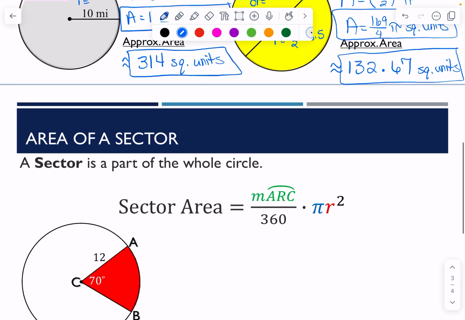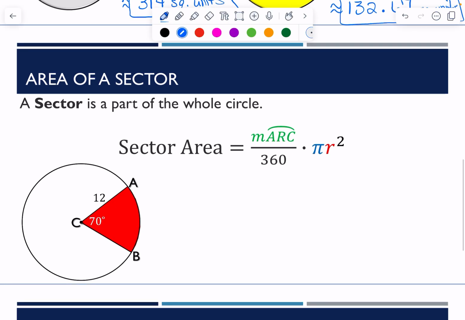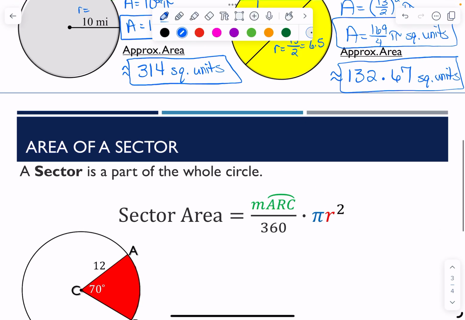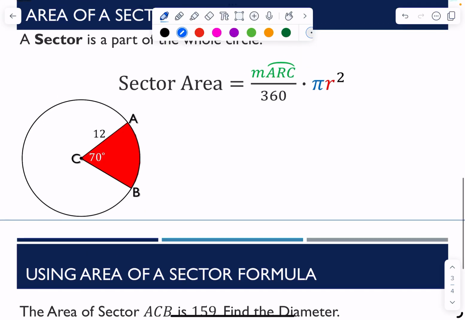Okay. Now, we also have these things, sectors. Sector is simply a part of the whole circle. So a sector is a portion that is cut out. To find that, what you're going to do is you're going to find the area of the full circle and then take the ratio that the sector is to the full circle. So what you basically do is you take the measure of the arc divided by 360, and then that, multiplied to the area, gives us the area of the sector.